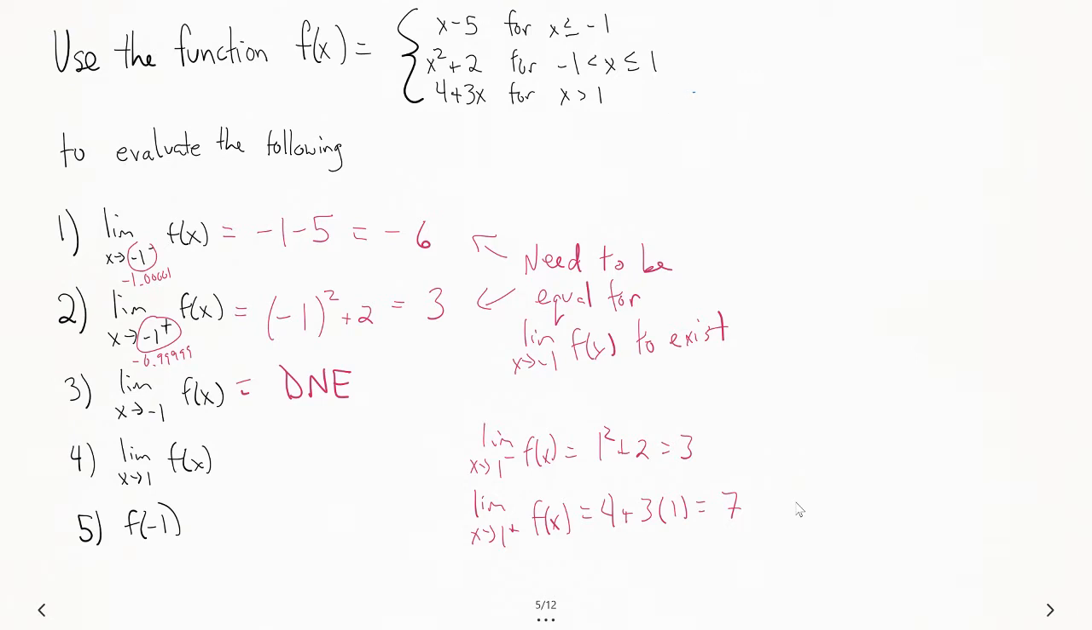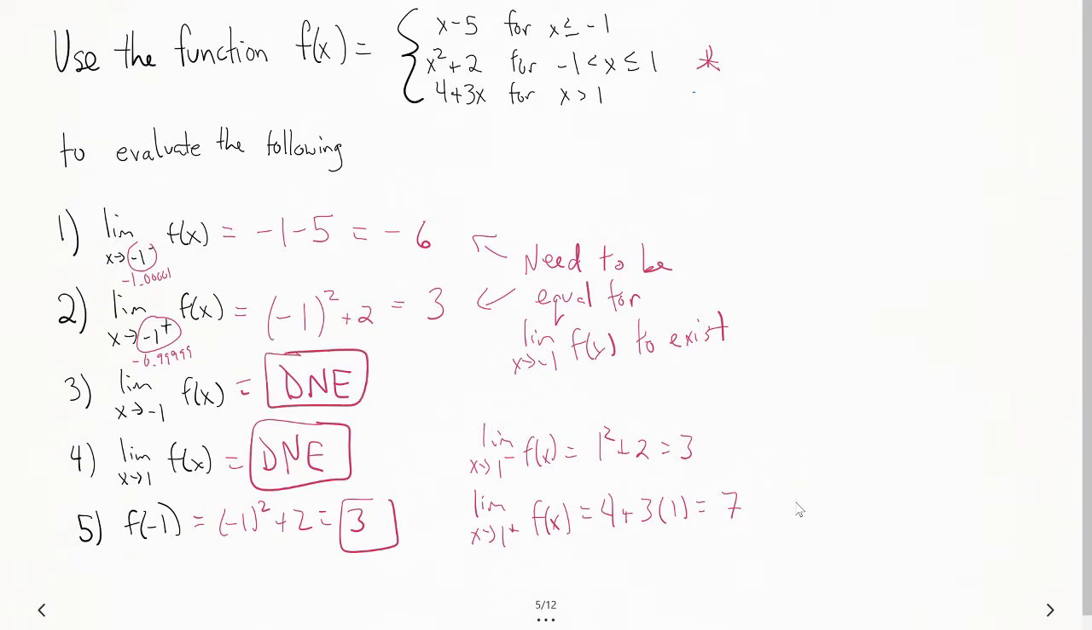So notice these two are not equal. So this is also a does not exist scenario. Alright. Last but certainly not least, f of negative 1. So that one we do just look at the value. We don't have to worry about the numbers that are close by or anything like that. So we're just going to use the second equation. And we already found this before because it happened to be our limit as well. So you get negative 1 squared plus 2, which equals 3. And those are all your final answers. So you have 3, does not exist, 3, and negative 6.